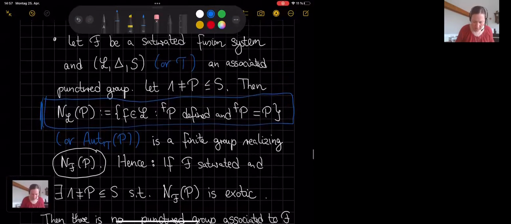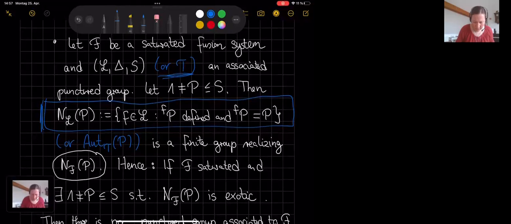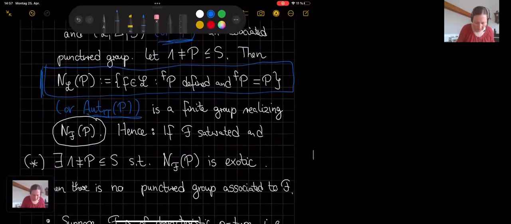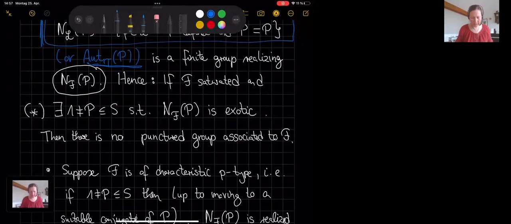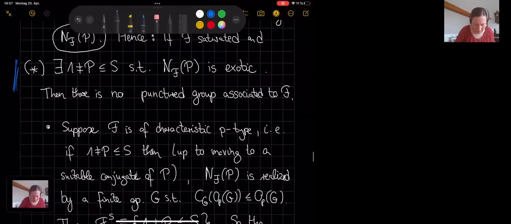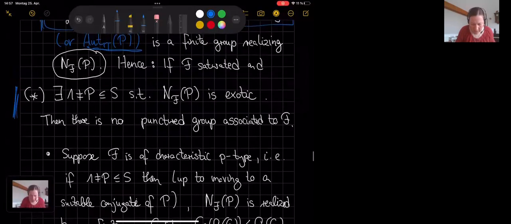exotic. And similarly, I could do it for a transporter system. I would then take it out, look at out T of P and see that it realizes the normalizer in F of P. Yeah, so what I mean here is actually that P is suitably chosen up to F conjugacy so that the normalizer in F of P is saturated. Okay, so that's a condition under which I can see that no punctured group exists.